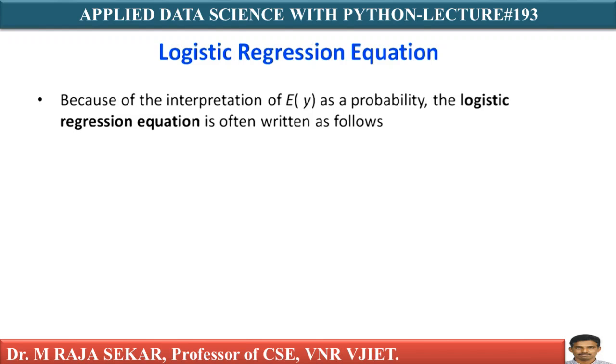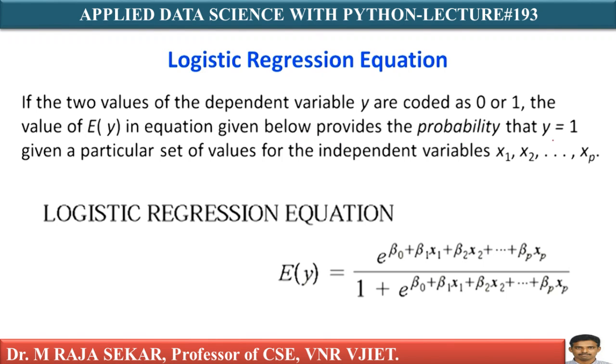See here what it says. The two values of the dependent variable y are coded as 0 or 1. The value of e of phi in the equation provides the probability that y equals 1 given a particular set of values for the independent variables x1, x2, and so on, xp. So this equation is the logistic regression equation. Your expected value of y equals this. We are going to predict y. It is going to be 0 or 1, isn't it?